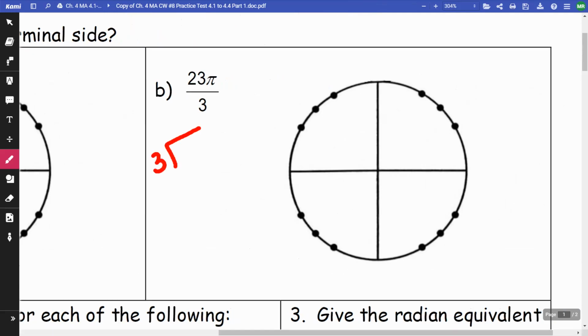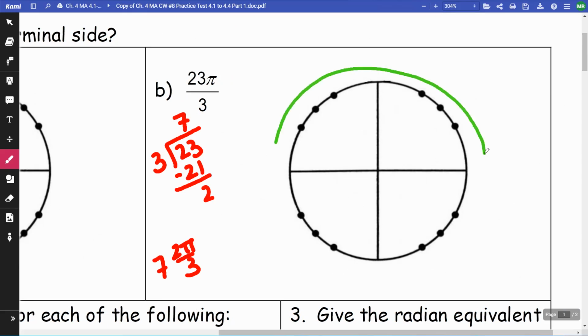So the way I like to think about this is I like to get it into whole pies. So 7, that's going to be 21. I have 2 left over. So really, I've gone 7 and 2 pi thirds. So if I go 7, we just saw on the other side that I'm going all the way around and around and around, but I'm going to end up over here. And then I'm going to go 2 pi thirds beyond that, which is going to be here.